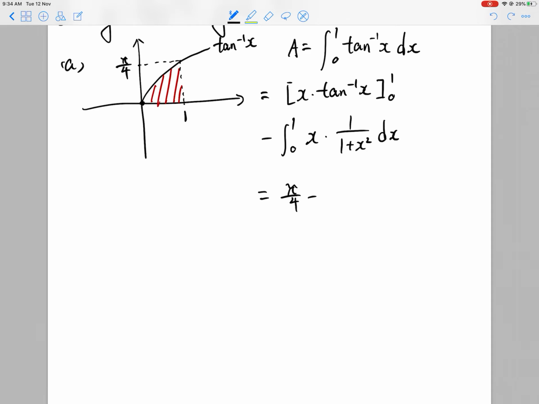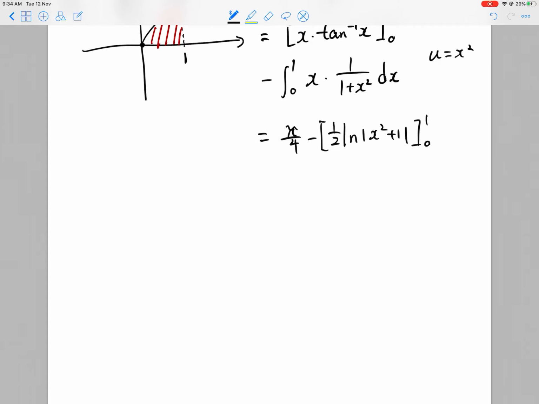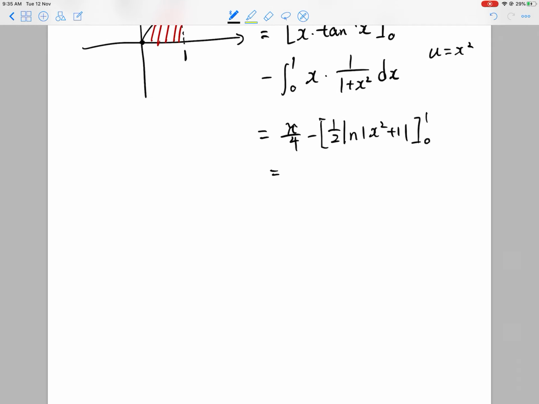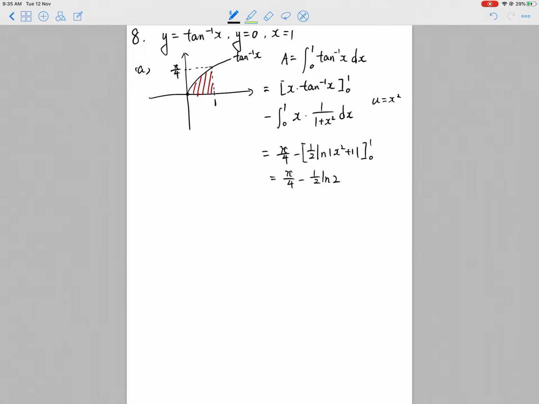You just let it's lowering. We just use the substitution method, y equals x squared. It's lowering x squared plus 1, half, from 0 to 1. Okay, so it is pi over 4 minus half lowering 2. Okay, then part B.